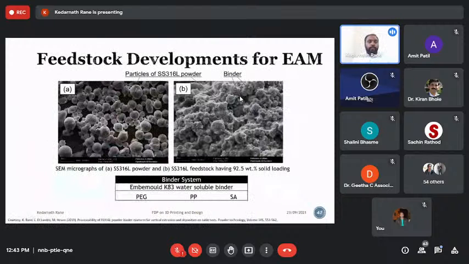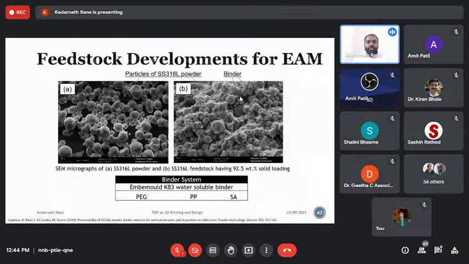So you can see the commercial powders are used for development of feedstock. By the way, the feedstock is developed in-house. We use our own mixer and our own pelletizer to manufacture the raw material. You can see the raw material for stainless steel is like this, powders. And when we make it a feedstock, you can see the binder is covered all over the powder, and it's very well homogenized.